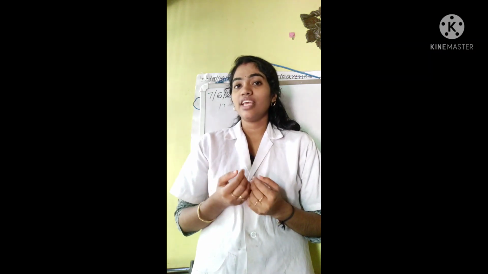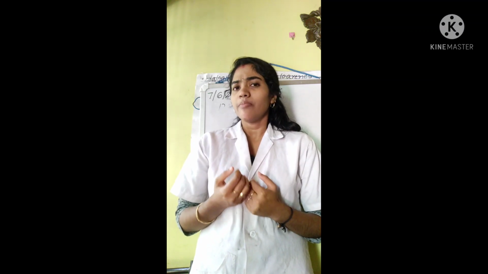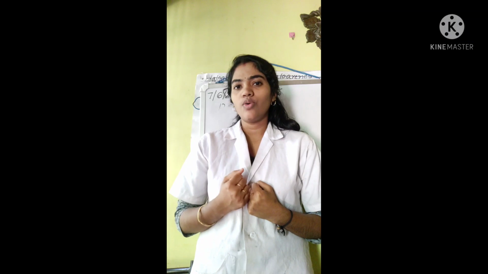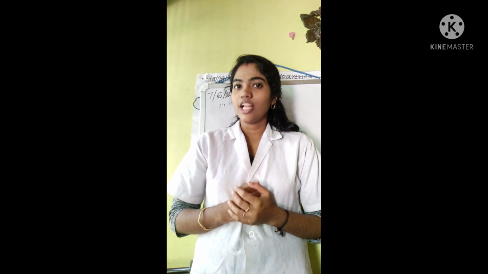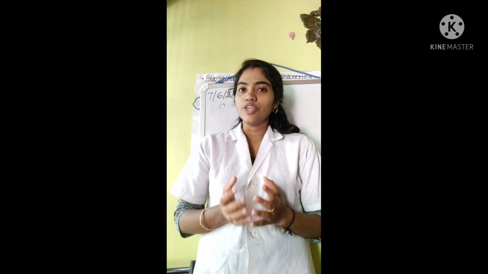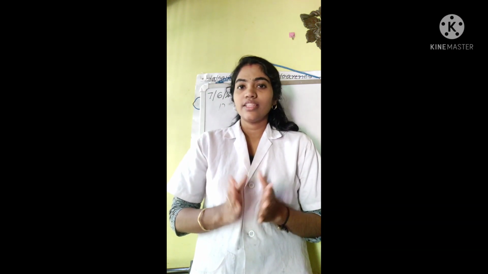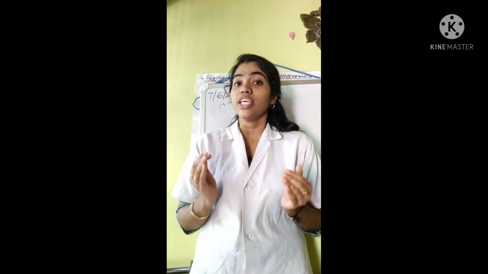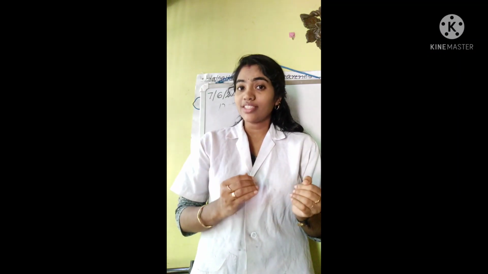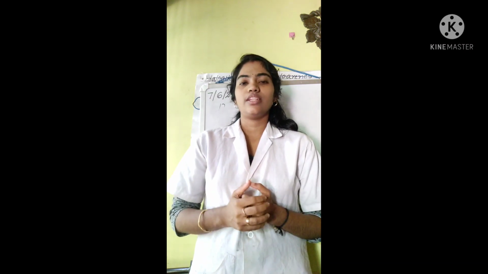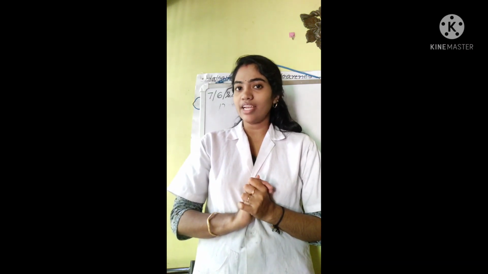Let's recollect what we had learned in the previous section. We had learned about chemical reactions and also how to balance a chemical equation. And chemical equation balancing is based on a law. What is that law? That is the law of conservation of mass. According to the law of conservation of mass, mass can neither be created nor be destroyed. That means the number of atoms of each element on the product side and reactant side must be equal. Then the equation becomes balanced.